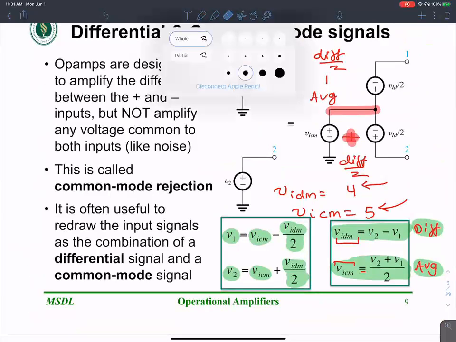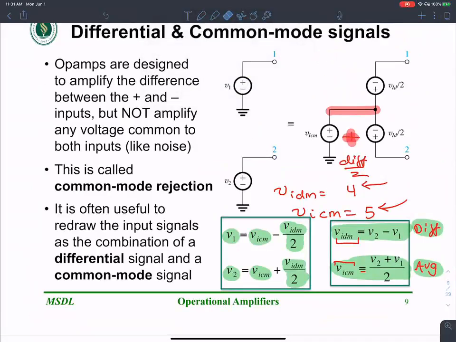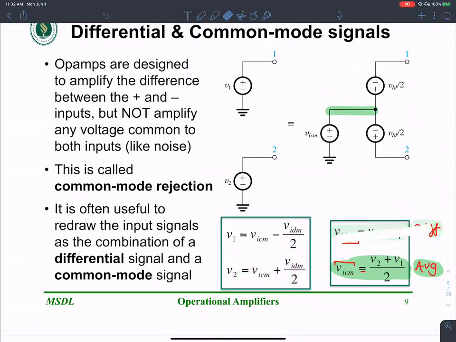The whole point of this definition of differential mode and common mode signals is to see what the average signal is, and what the negative peak and the positive peak are. So what we will do is stop here, and come back in the next class and continue this.